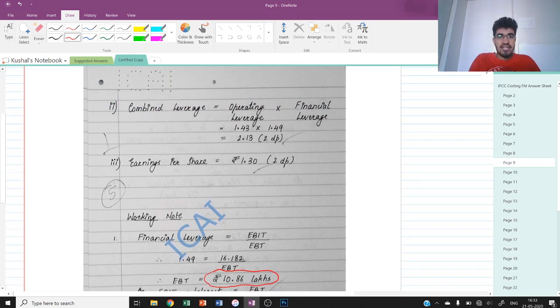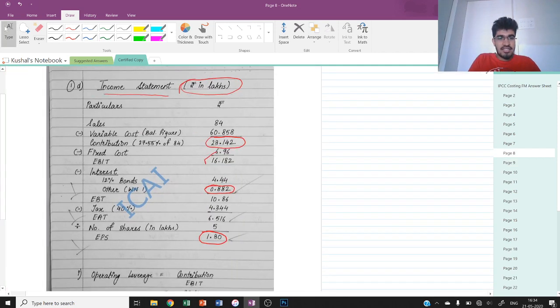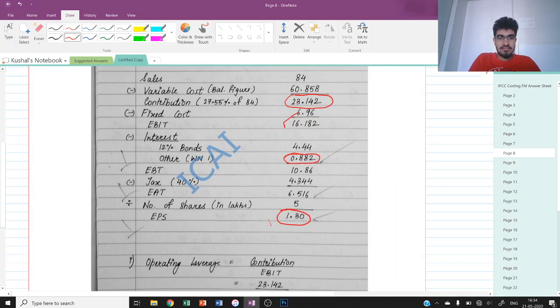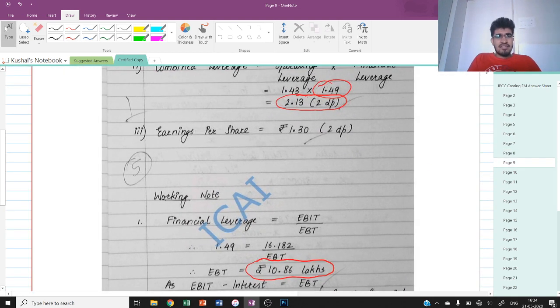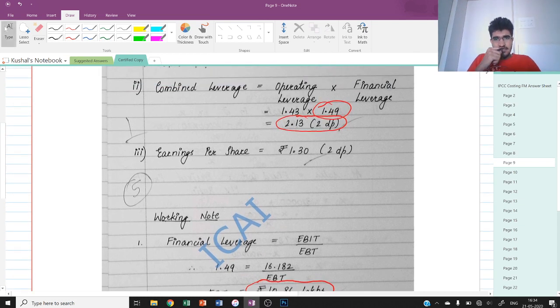We already have the financial leverage with us, which is given in the question, multiplied by the operating leverage to get the combined leverage of 2.13. Earnings per share is rupees 1.3, which we have already computed in our earlier part. This is the earnings per share. We can also compute the earnings per share by the formula of combined leverage, but I didn't find it that useful. Because we have already computed the earnings per share in the earlier part, I just copied the answer from that earlier part.